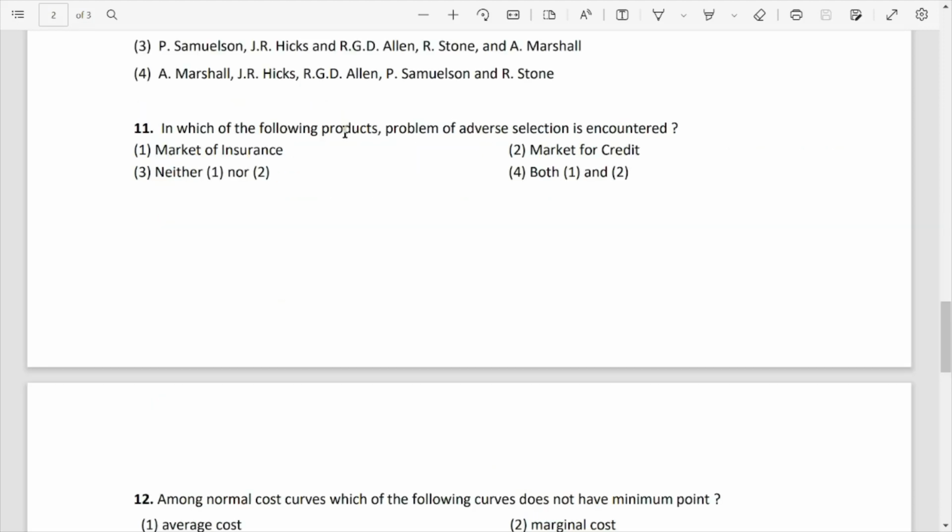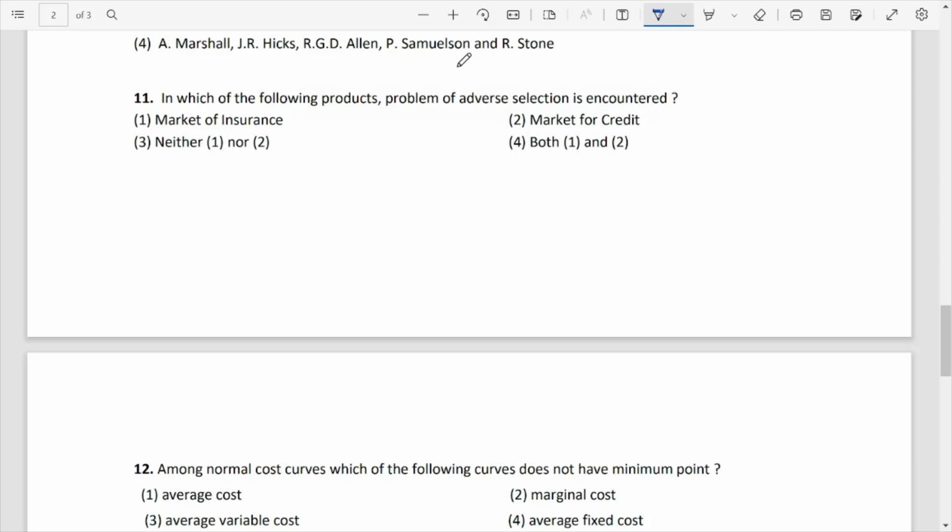So we need to find out in the following products where you see this kind of problem. A market of insurance, yeah, market of insurance means agents are having more information than the policy buyer. So yeah, this kind of problem is there. Market for credit, yeah, there also this kind of problem may occur. So one is also correct, two is also correct. So four is the correct option.